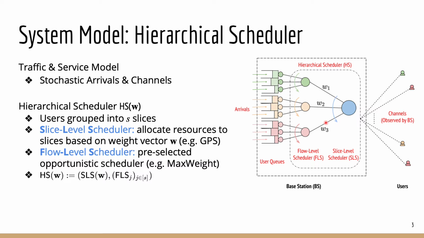A proper slice-level scheduler can be GPS, the generalized processor sharing, which allocates resources to busy slices proportional to this weight vector. Then we also have flow-level schedulers for every slice. They are pre-selected opportunistic schedulers scheduling users using queue and channel information. And the whole hierarchical scheduler consists of both slice and flow-level schedulers.